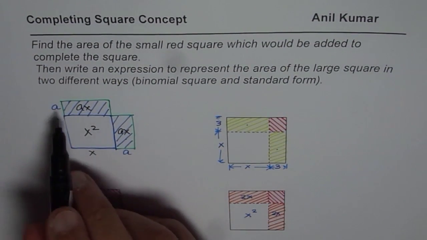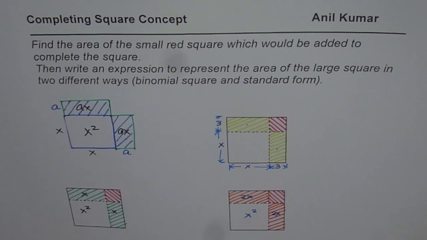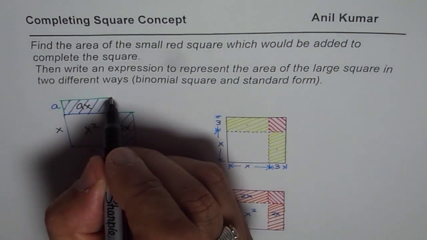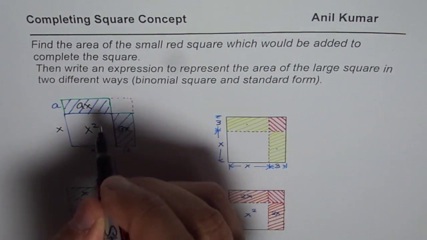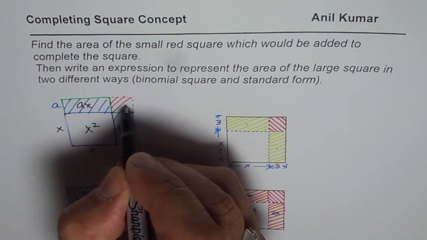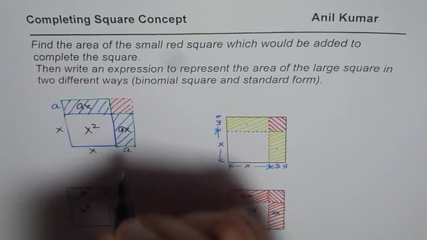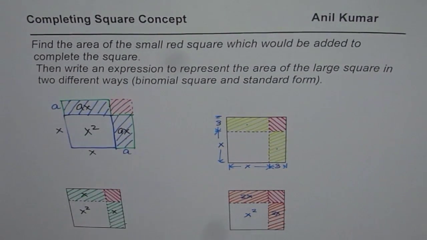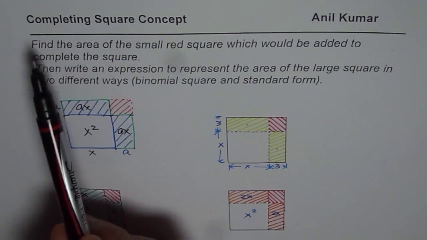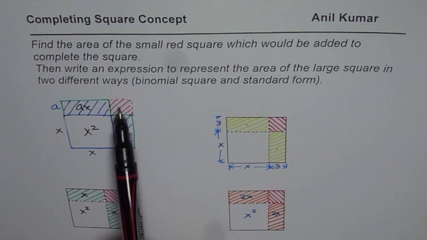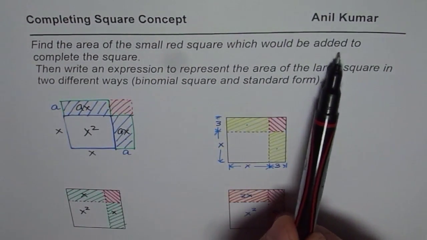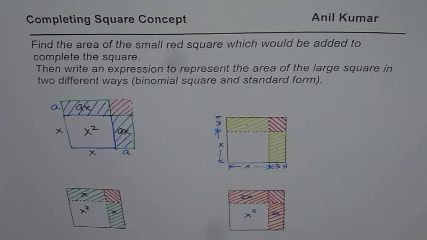So I get one figure which is not a square. But if I add a red square, this is the red square which I want to add, then it becomes a complete big square. Now the question is, find the area of the small red square, this one, which would be added to complete the square. I hope now it is complete. So this is what we call completing the square. We didn't have a square, we added one red square to complete it, and that's the method of completing squares.